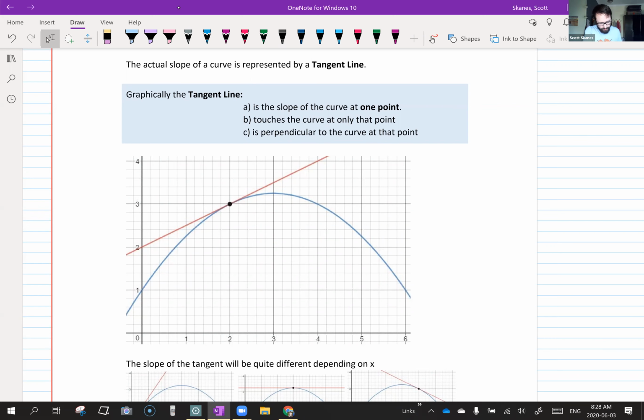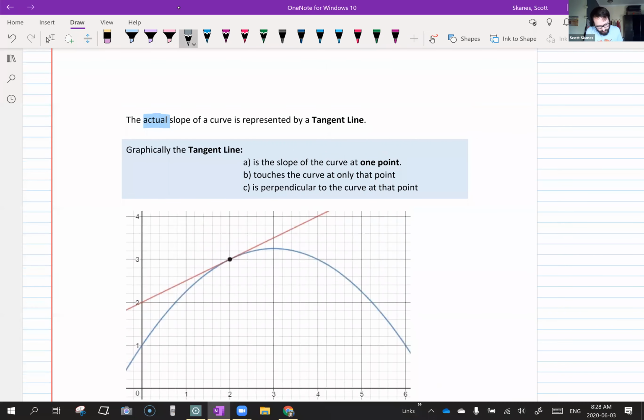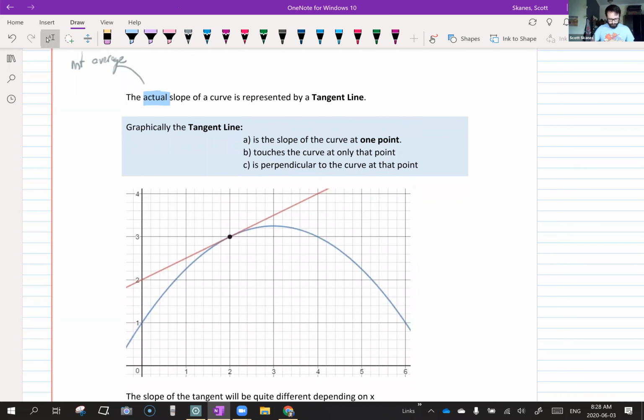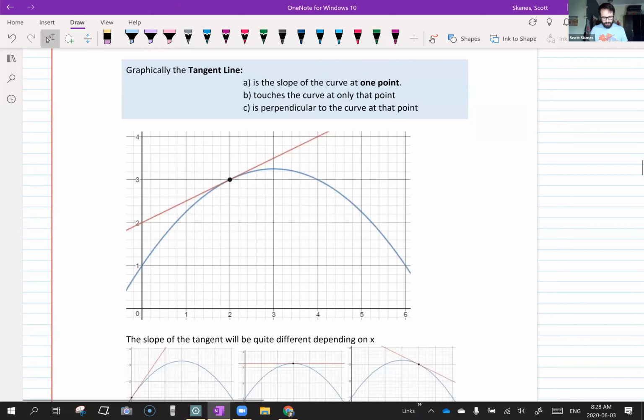So let me recap. Let me start from the start, actually. It says here, the actual slope of a curve, and by actual it means not the average slope or the approximate slope, the exact slope of a curve is represented by the tangent line. So you can see here, it says graphically, the tangent line is the slope of the curve at 1 point, touches the curve only at 1 point, and is perpendicular to the curve at that point.